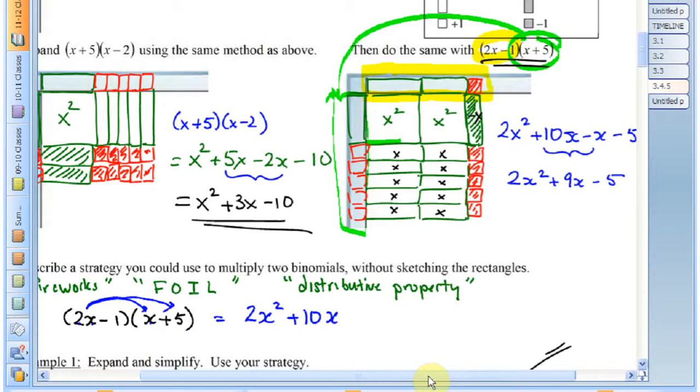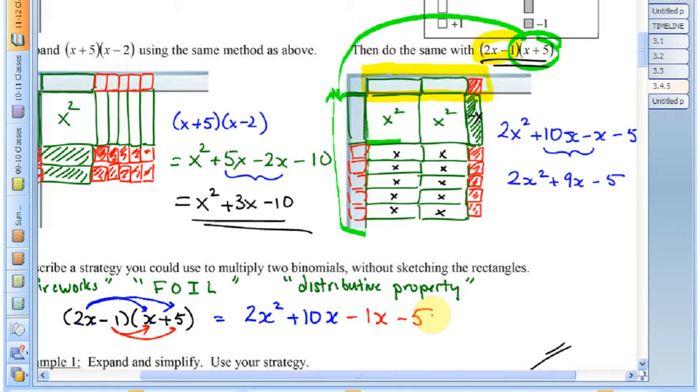And then what do we do after that? You have to firework the other term as well. So you take the negative 1 times x, and the negative 1 times 5. So what's negative 1 times x? Minus 1x. Negative 1 times 5 is? Negative 5. And can you see where those things came from? Negative 1x minus 5. Those are the last two terms up there as well. And there's my picture that represents them.